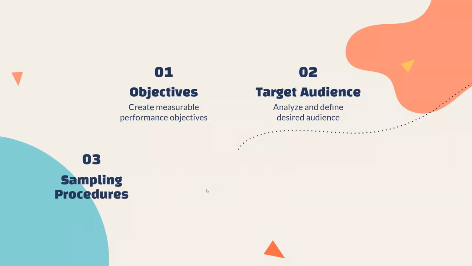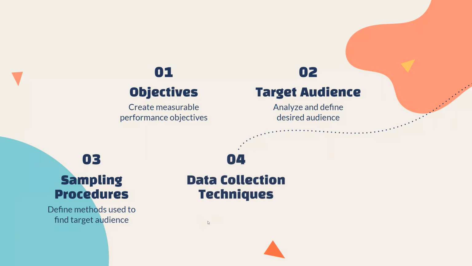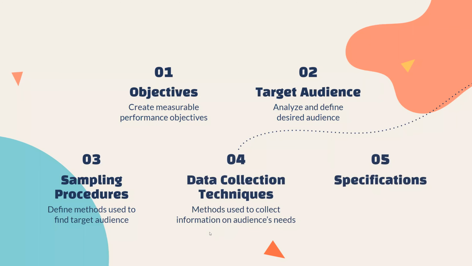The third stage is sampling procedures. It is in this phase that the instructional designer defines how the target audience will be determined and what research methods will be used in order to discover who the target audience is and what their needs are. The fourth stage in the needs assessment is where we define the data collection methods used to gather information on what the target audience's needs and wants are. And in the fifth phase, specifications, the instructional designer will define all processes and tools needed and used in order to conduct the necessary research.